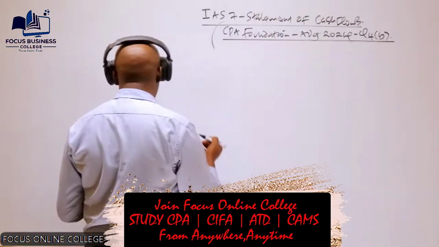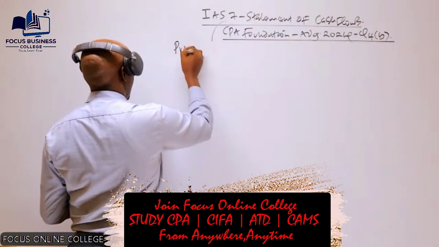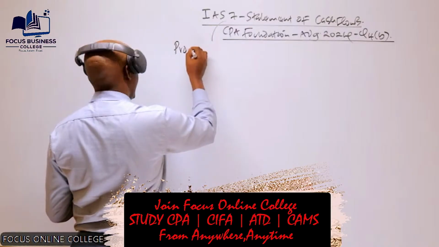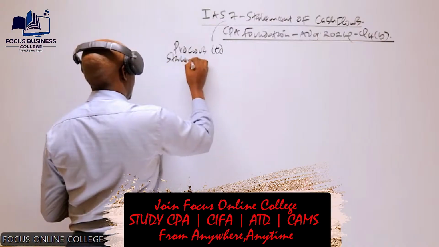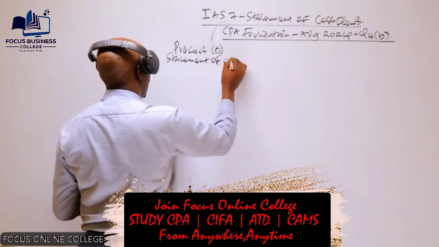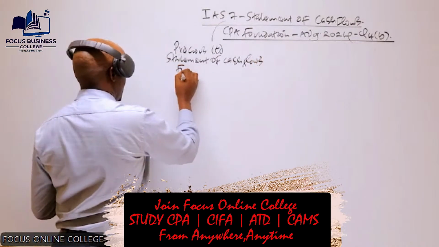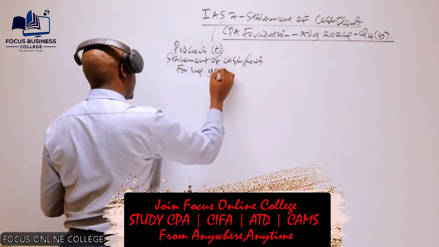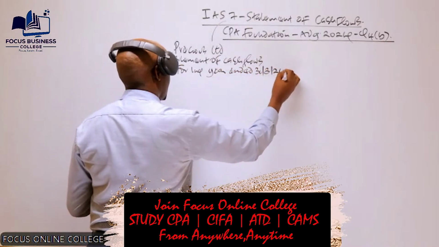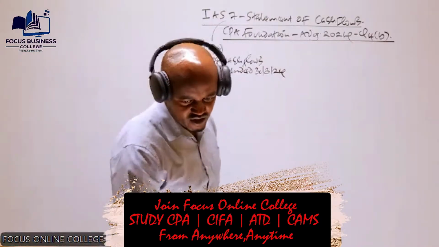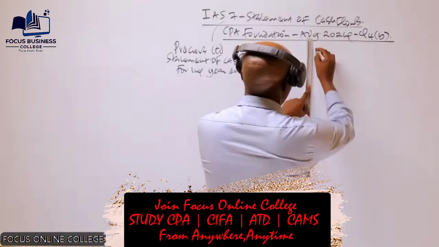And actually, we need first of all to have the title. So the name of this company is Precious Limited. Precious Limited. And this is the statement of cash flows, for the year which ended 31st of March 2024. Obviously, you must have the title of what you're preparing.